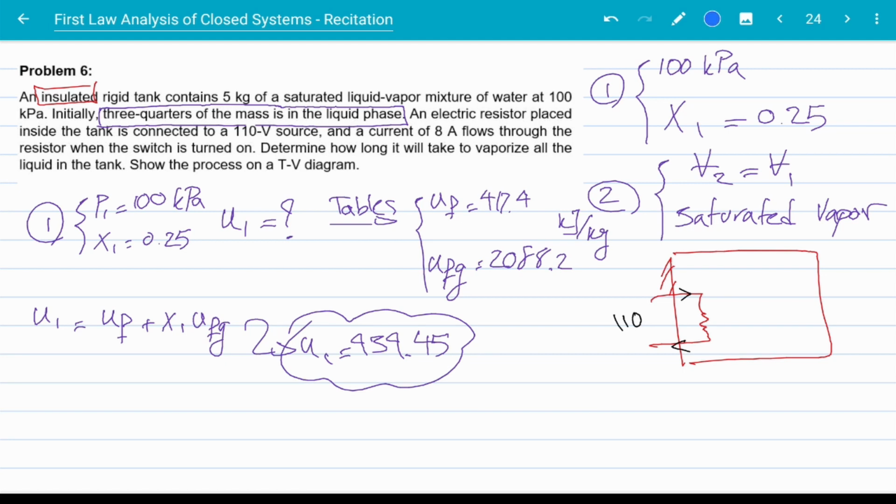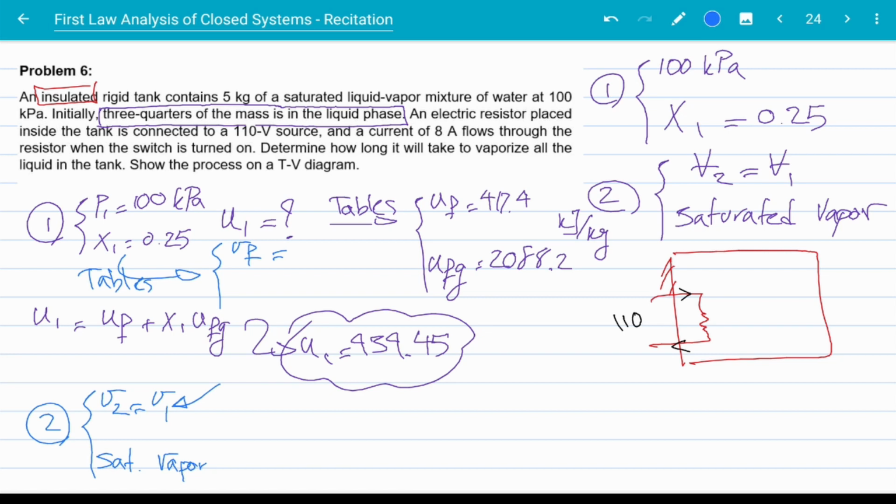So I found U1. How about state 2? At state 2, I know that the specific volume has not changed because no mass has entered or exited the system and the volume has kept constant, so specific volume is the same. So specific volume is equal to the specific volume of the initial state, and we are dealing with a saturated vapor, right? So let's get to that. First, we need to find the specific volume at state 1. So let's go back to the tables and read the specific volume of saturated liquid and vapor for pressure of 100 kilopascals. Again, tables, we get specific volume of saturated liquid is 0.001043, and the vapor is 1.6941, both in meters cubed per kilogram.